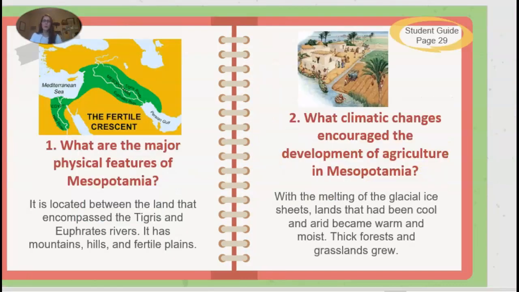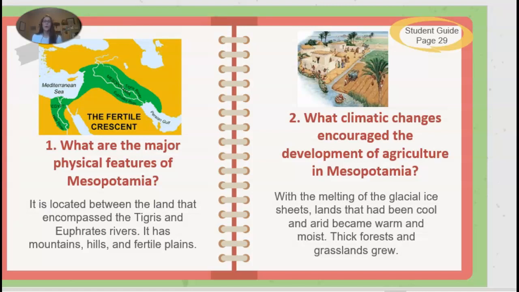This is question number 1 on your student guide, page 29. What are the major physical features of Mesopotamia? Mesopotamia is located between the land that encompasses the Tigris and Euphrates rivers. It has mountains, hills, and fertile plains. Fertile plains mean it's good soil. We'll talk about that a little bit today, but more in lesson 2.05.